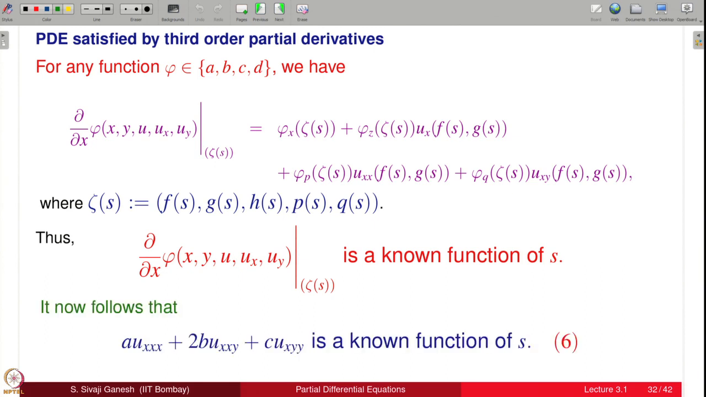The conclusion is that A u triple x plus 2 B u x x y plus C u x y y is a known function of S. What is remaining is u triple y, that is not appearing here. For that we need to work separately, we will discuss that later.